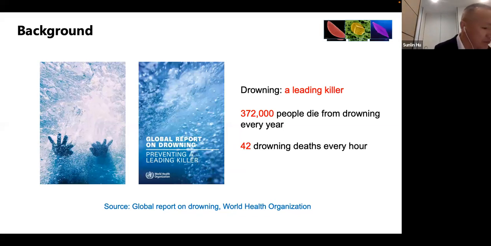The number of drowning cases each year is surprisingly high. According to the World Health Organization, 372,000 people die from drowning every year. That is 42 drowning deaths every hour, which means bodies found in the water are not rare.